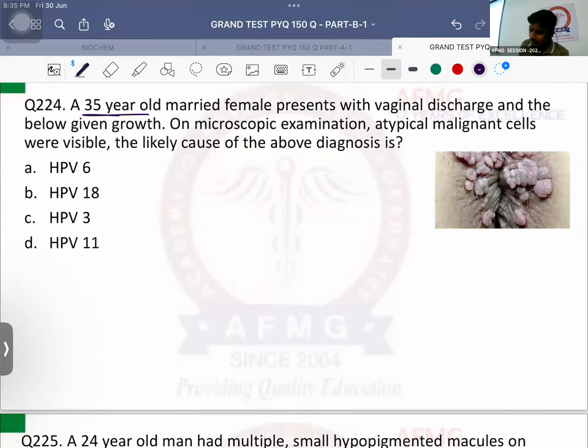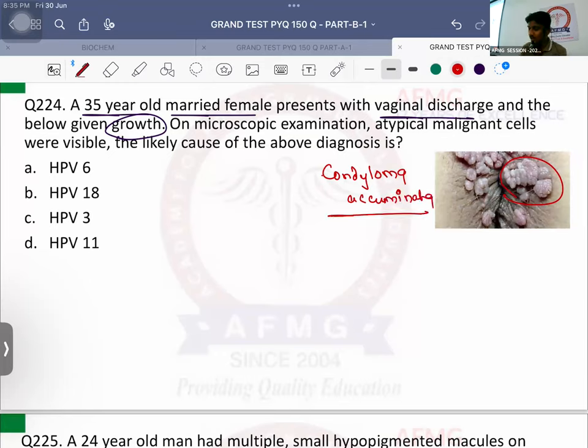Question number 224. A 35-year-old married female presents with vaginal discharge and the below given growth. Which kind of growth? Cauliflower-like growth is seen. Okay. It is known as condyloma. Condyloma acuminata. That is nothing but anogenital warts due to HPV 6 and 11.